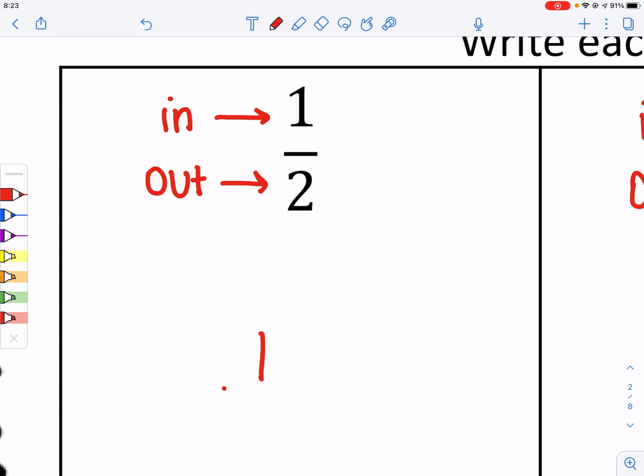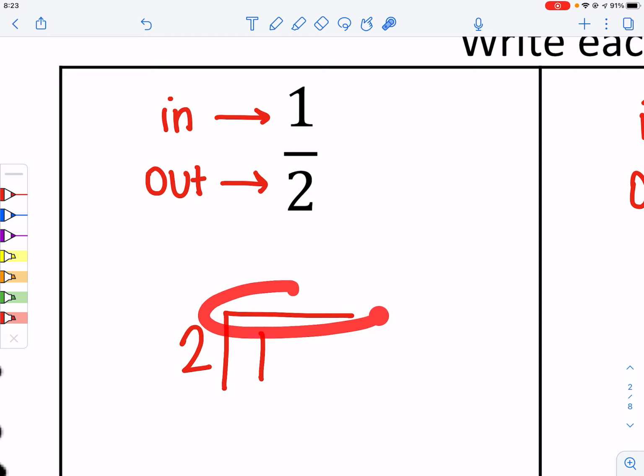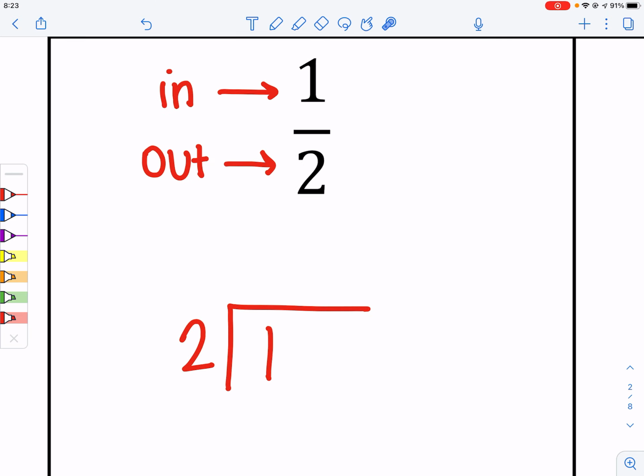So the 1 goes inside, 2 goes on the outside. When you give me your long division, give me a nice big long division bar because you're going to have a lot of work over here. And then here's how we think about this. So you are dividing by 2, which means you're telling me how many times does 2 fit inside of 1. Well, 2 is too big, so it fits inside of 1 0 times. And then we have to keep going. So you have to keep going until you get a 0 at the end.